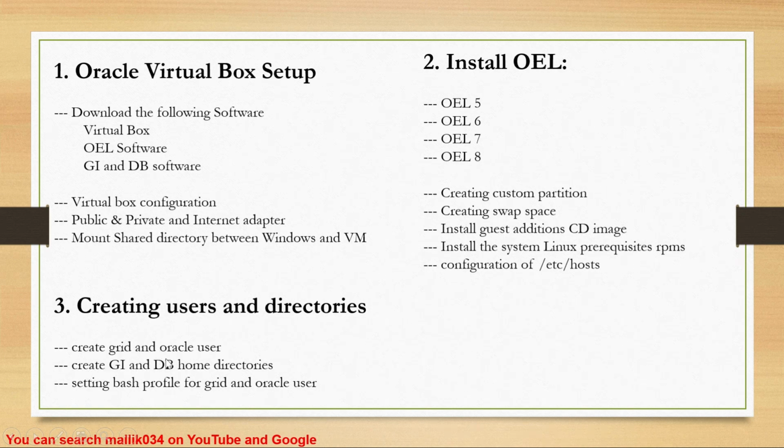And creating GI and DB directories, like how your GI home should be and how your DB home should be, and then how you can access both grid and DB. Grid user and Oracle user should be able to access my central inventory. Then where to define central inventory, everything I'm going to cover here. And then after that, I'm going to show you the bash profile, how you ideally set your bash profile for the grid user and Oracle user. I'm going to show you here.